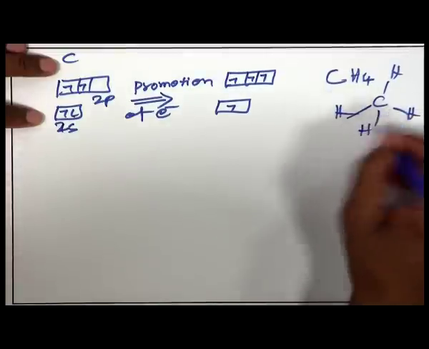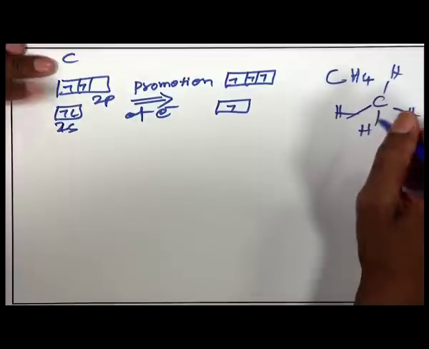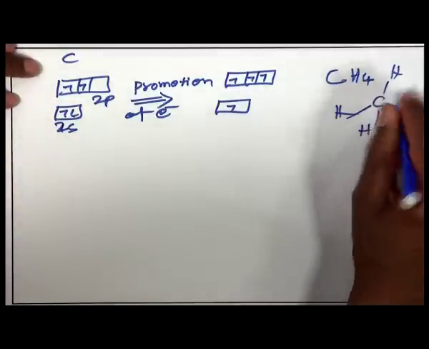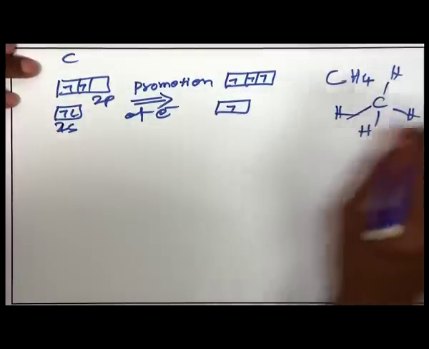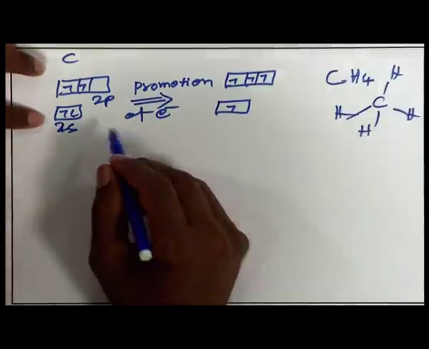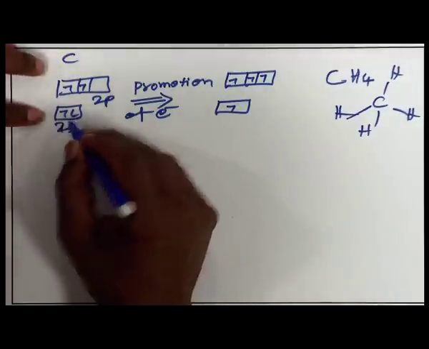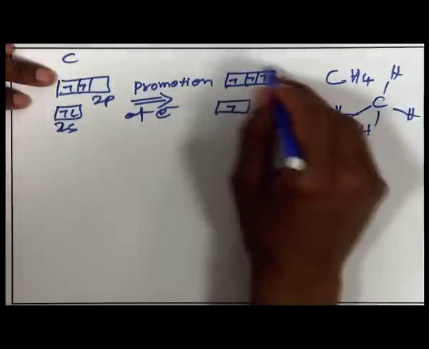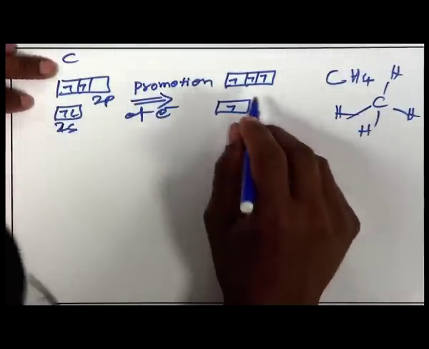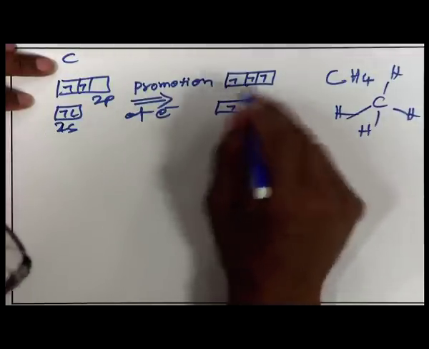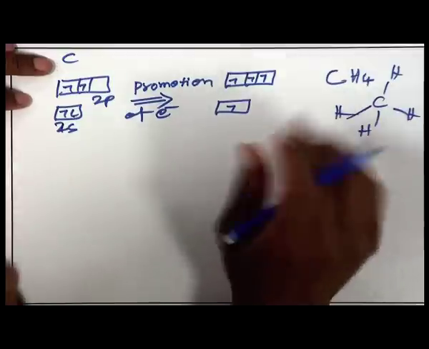Okay. So, there are 4 covalent bonds around the carbon atom. That means the carbon should have 4 unpaired electrons. That is why we imagine that one of the electrons went to the 2p orbital, forming 4 unpaired electrons. Then the carbon can form 4 bonds.